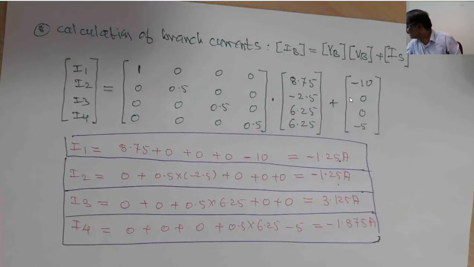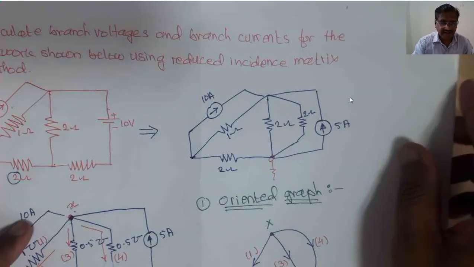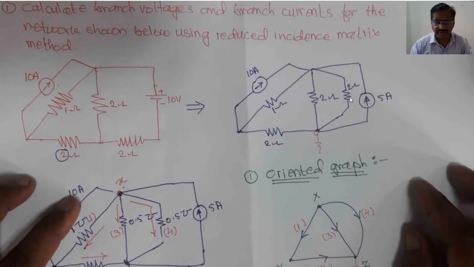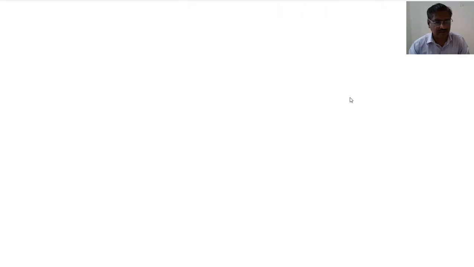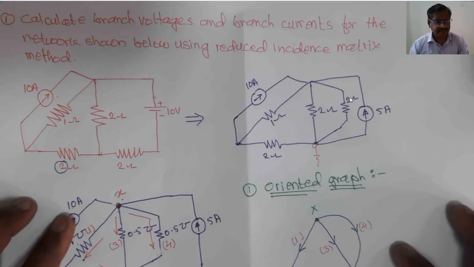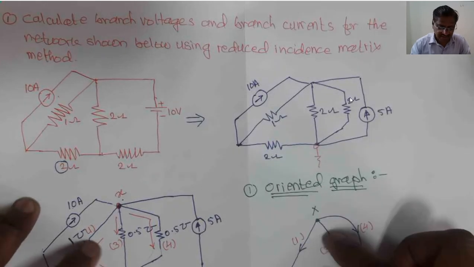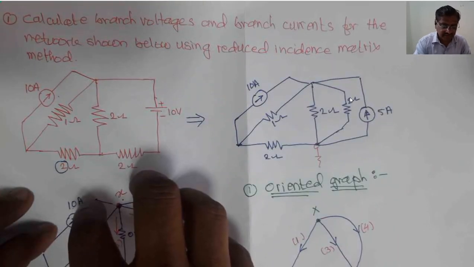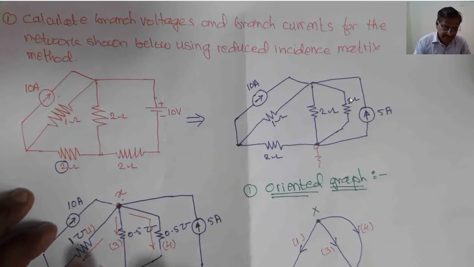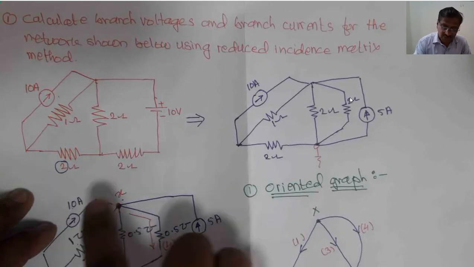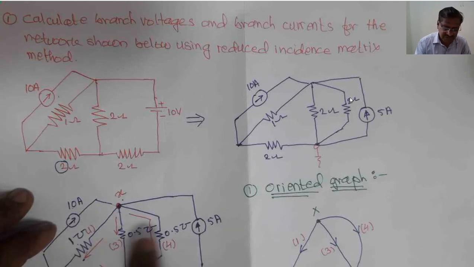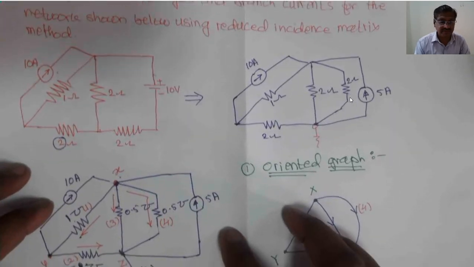I will reorganize everything and, within a minute, discuss the steps needed for the calculation of current using this approach, the reduced incidence matrix method. The first step is the creation of the oriented graph. First we bring the figure into the standard format required for the reduced incidence matrix: every branch impedance should be represented in terms of admittance, and every voltage source must be represented by a current source.